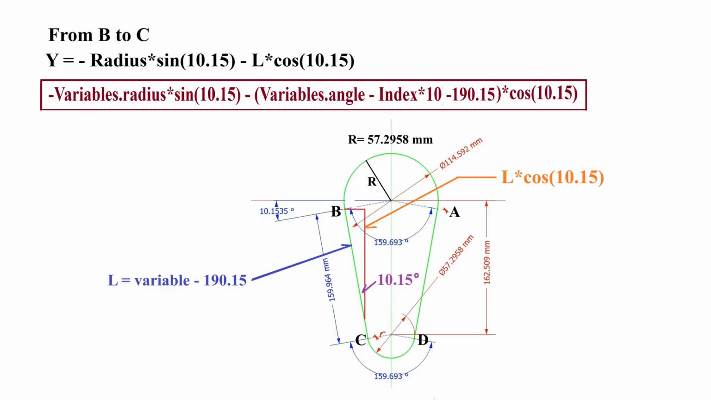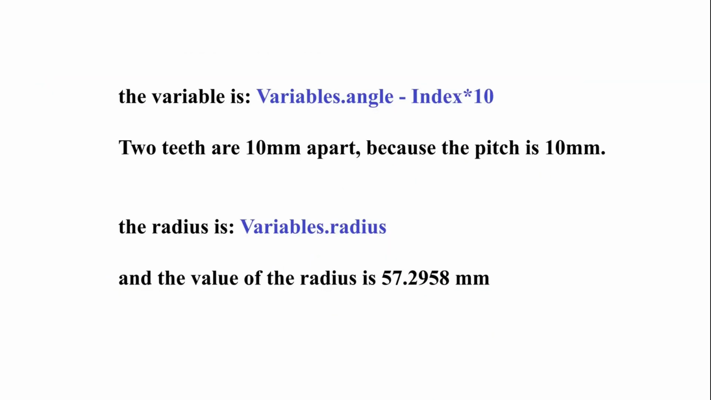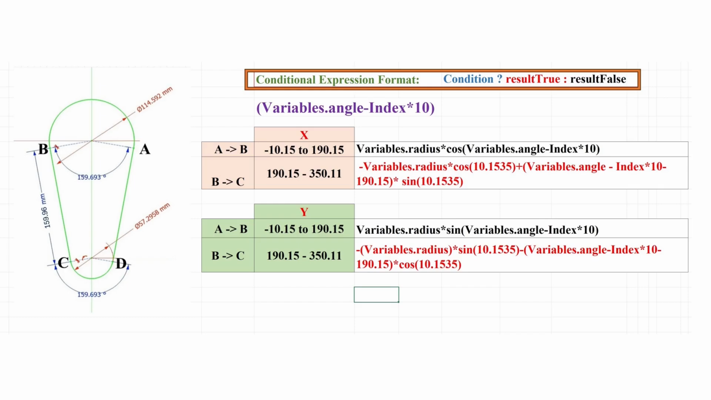For y position from point B to point C, it is based on the vertical component of the distance moving from point B to point C. Similar to the calculation for x, Y position along this straight path is minus radius times sine 10.15 degrees, minus L times cosine 10.15 degrees. The variable is variables.angle minus index times 10 because the pitch is 10 millimeters. Radius is 57.2958 millimeters and is represented by variables.radius. Substitute with the actual variables used in assembly 4, I get the expression in red.